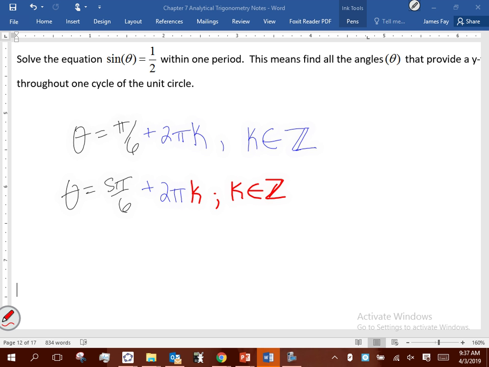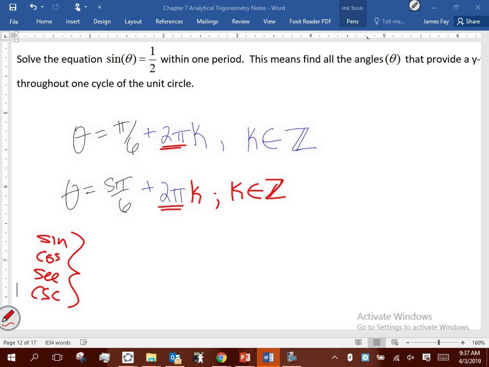And that makes sense because what is the period of sine? It's 2 pi, right? Okay, so the sine period is 2 pi. What's the cosine period? Same thing, 2 pi. What's the secant period? They're 2 pi, right? What's the cosecant period? 2 pi. What's the tangent period? Pi.